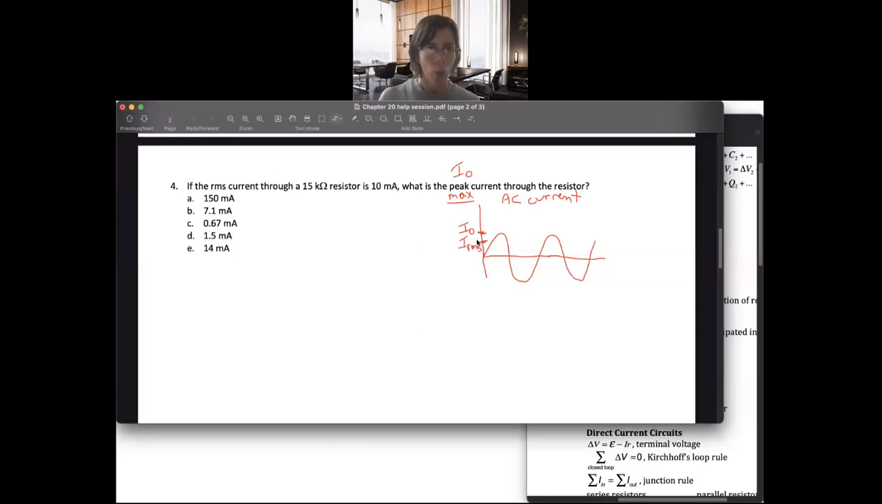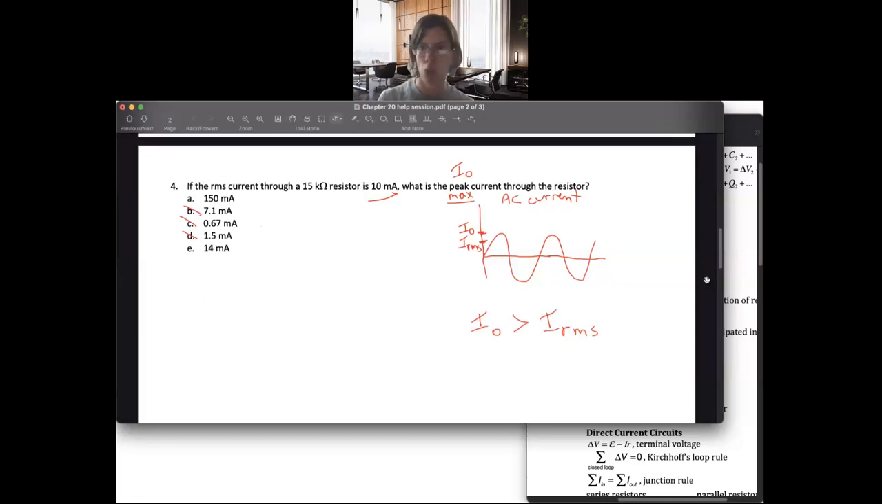And so what that means is you can already start eliminating answers to make sure that you don't do things backwards. If we're looking for the peak current, if we look at this graph here, the peak current is always going to be greater than the RMS current, just by definition. So if there is anything that is smaller than 10, we can already cross them out. So that's the first thing.